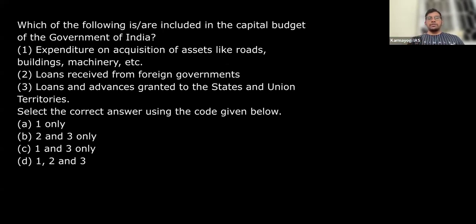Next one: which of the following is included in the capital budget of the Government of India? So they are asking about which are all part of the capital budget of the Government of India. So, expenditure on acquisition of assets like roads, buildings, machinery, etc.